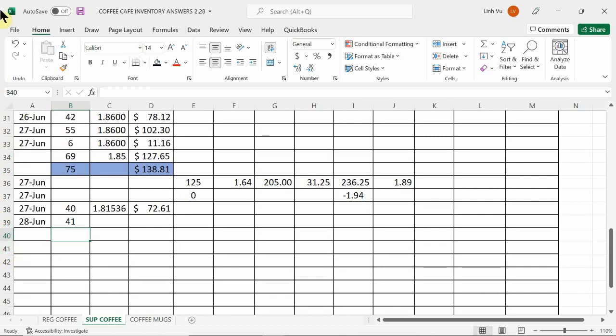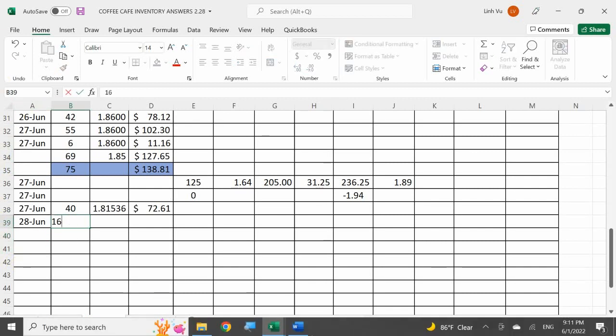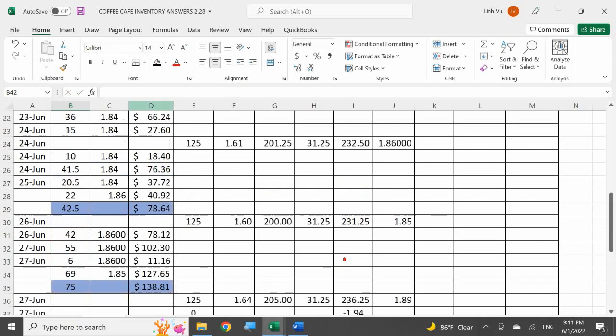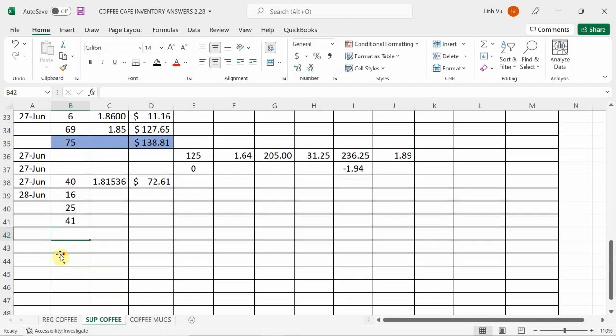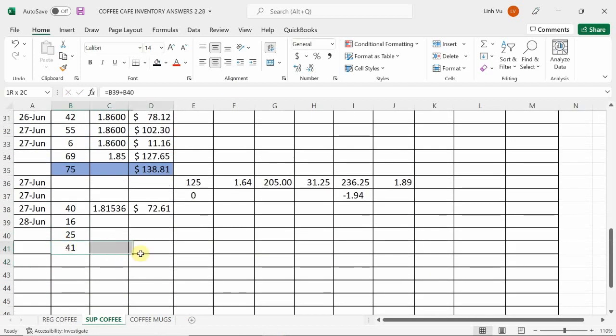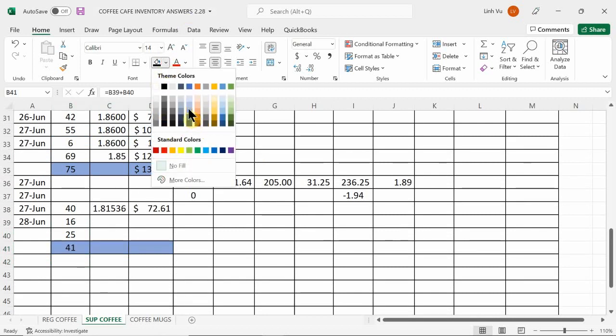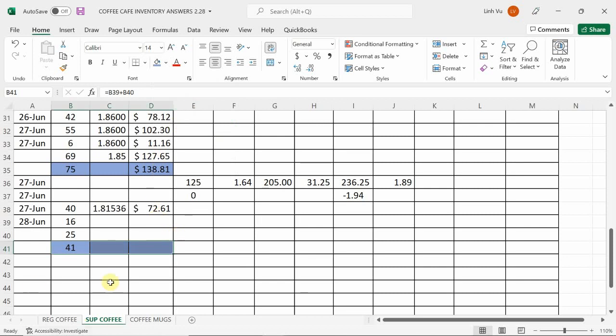So in this case, I have 16 pounds left, and I need to get to 41. That means I need to take out 25 pounds from the next batch of inventory. So that means it's going to be a calculation. We need to figure out what these amounts are and combine them.